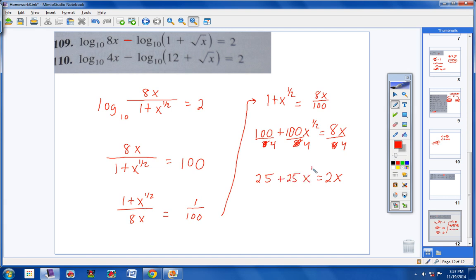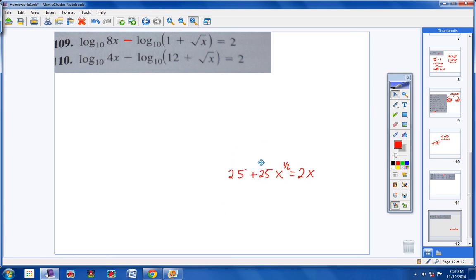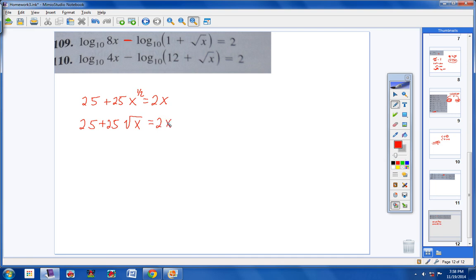It's a lot better. Sorry about that. There we go. Now, guys, x to the 1/2 means, don't miss this, okay? X to the 1/2 means square root of x. Okay? Now, if I want to get rid of this radical, I gotta square both sides. Here's what I'm gonna do. Bring the 25 over, make it a negative 25, okay? So now I have 25 square root of x equals 2x minus 25. Like that, okay?